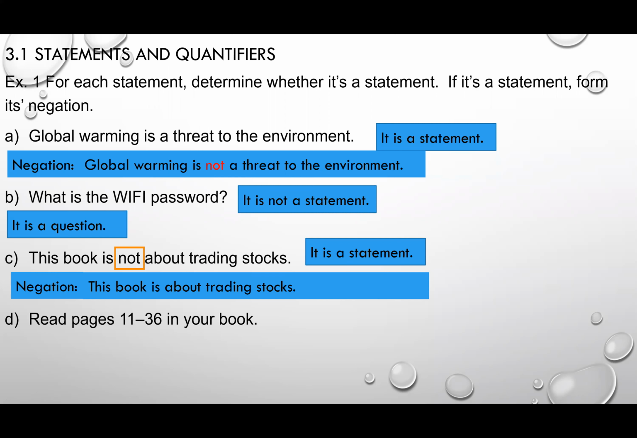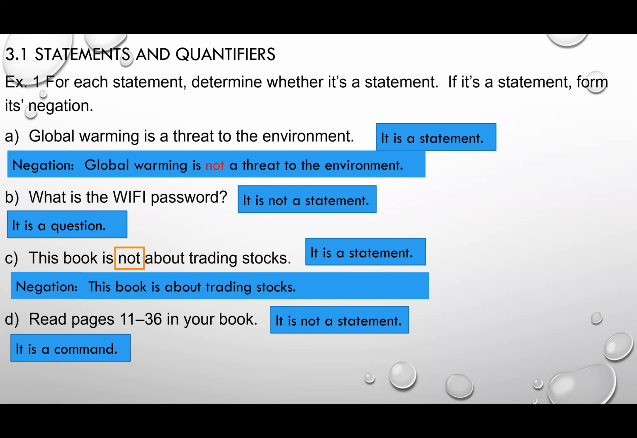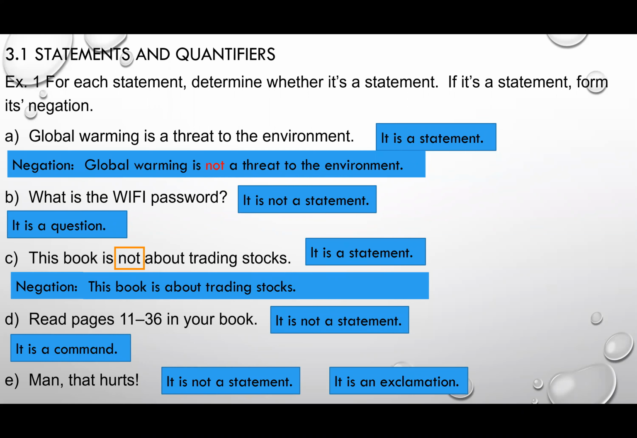So again, the idea here is if you look at this item here, we have two more sentences. Read page 11 to 36 in your books. As you can see, this is not a statement. Why is it not a statement? Because it's a command, right? A command is not a statement because, again, it's not a true or false sentence, okay? And vice versa, this is not a statement because it's an exclamation, right? So again, there are these three items, which are a command, an exclamation, or a question. Those are not a statement. A statement can only be a sentence that contains one central idea, and that is a simple statement, okay?